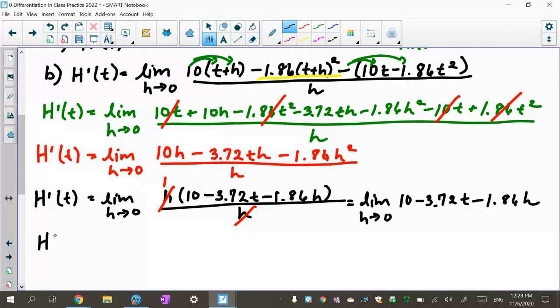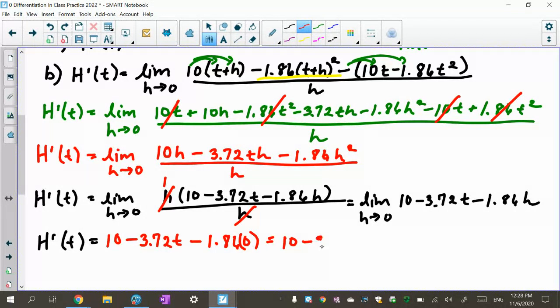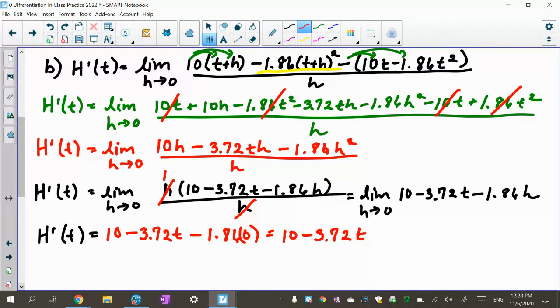Now I'm going to do h prime of t. Now it looks like I can actually throw the 0 in there, so I'm happy about that. So when I do, I have 10 minus 3.72t minus 1.86 times 0, which equals 10 minus 3.72t. Let me write this one more time so we have it nice and neat. h prime of t equals 10 minus 3.72t.